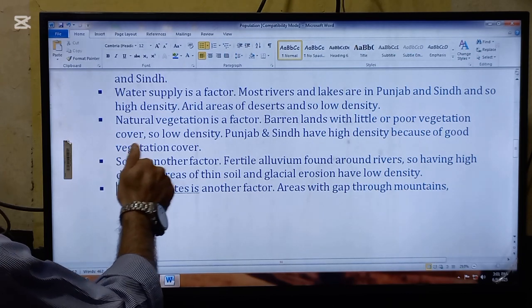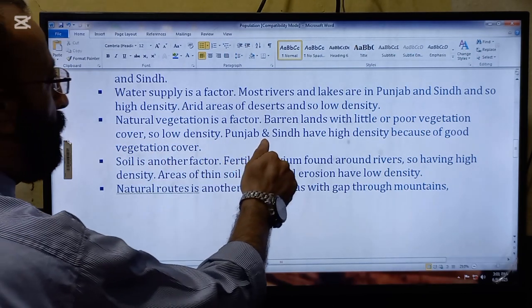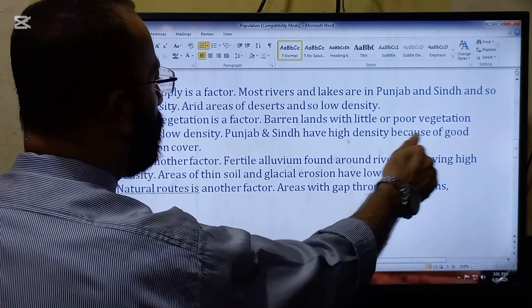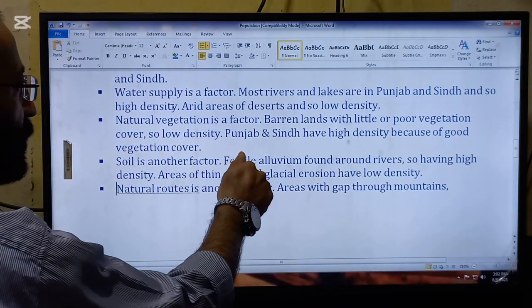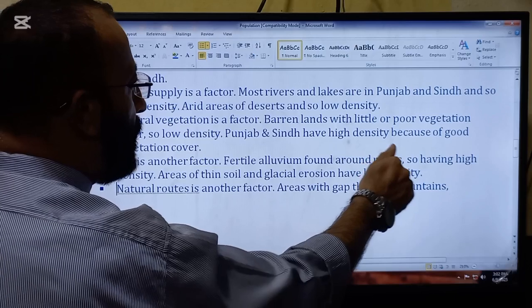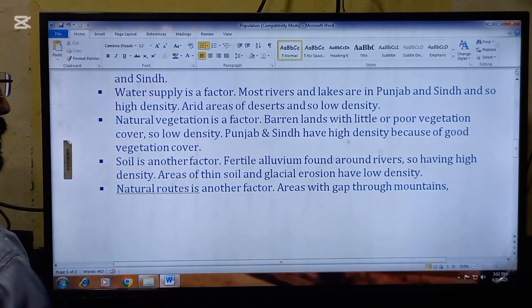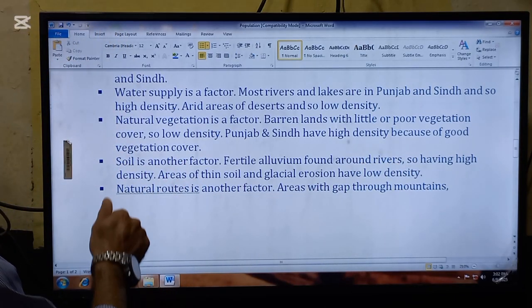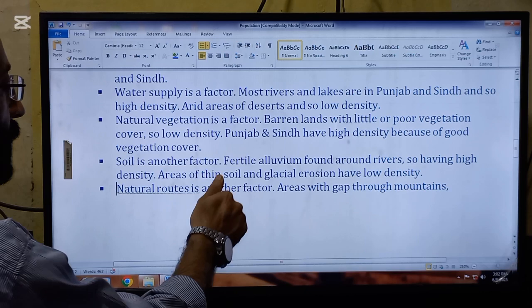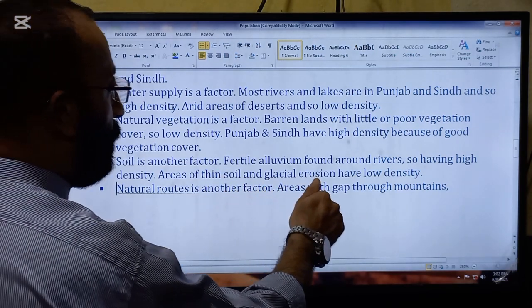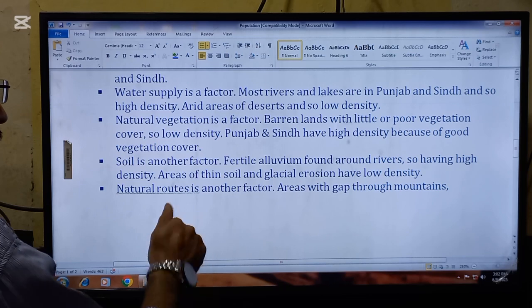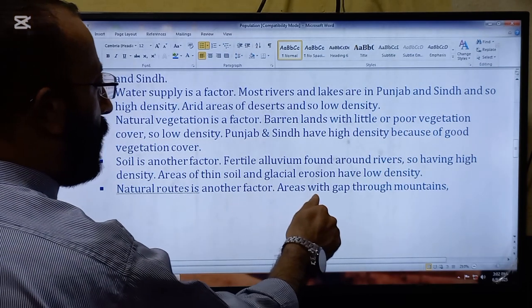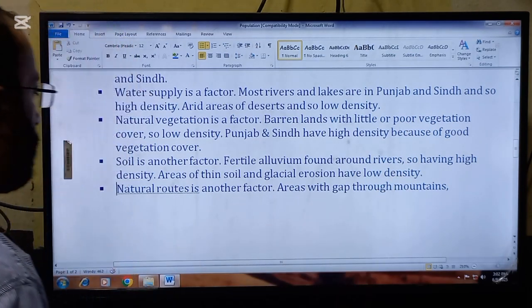Next reason is natural vegetation. Barren lands with little or poor vegetation cover have low density, whereas Punjab and Sindh have high density because of the good vegetation cover. Soil is another factor. Fertile alluvium found around rivers gives high density. Areas of thin soil and glacial erosion have low density.